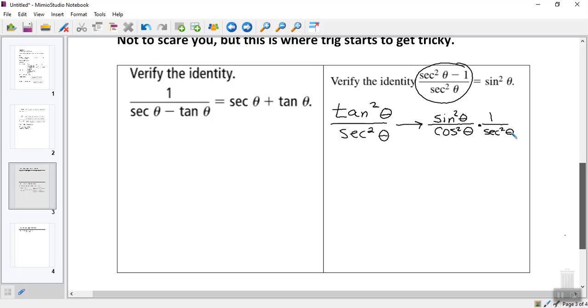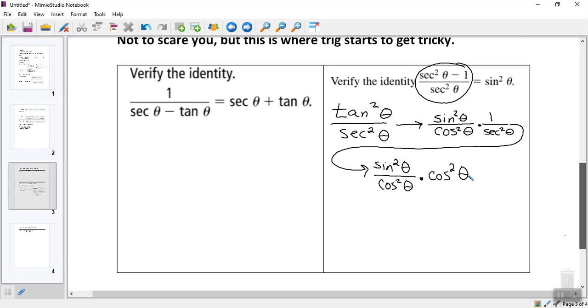Yep, so this is now going to be, wrap it around to here. So it'll be tangent squared, which is the sine squared over cosine squared, right? So this is like sine squared over cosine squared times what, kids? Cosine squared. Yeah, the reciprocal of this, or 1 over secant squared, is the same as cosine squared.